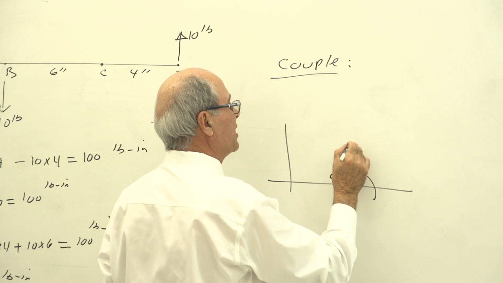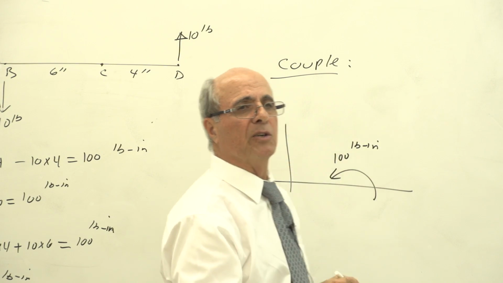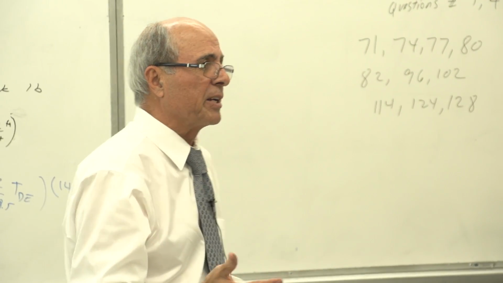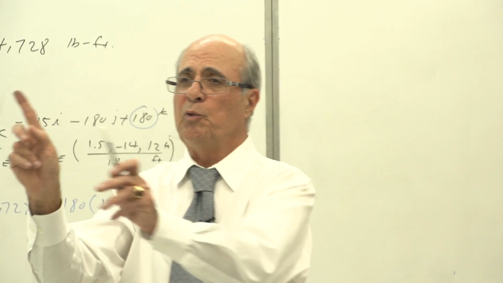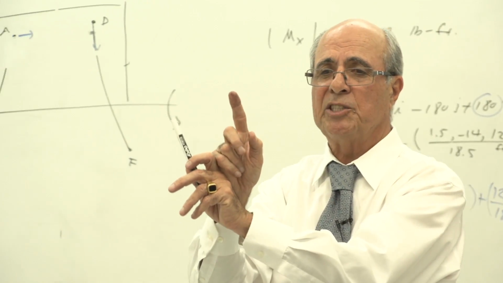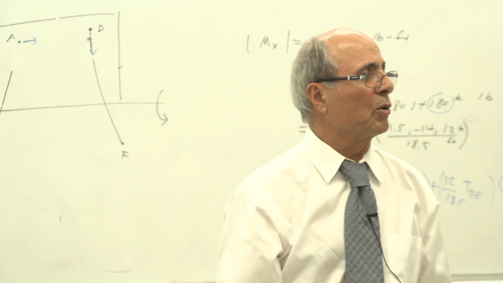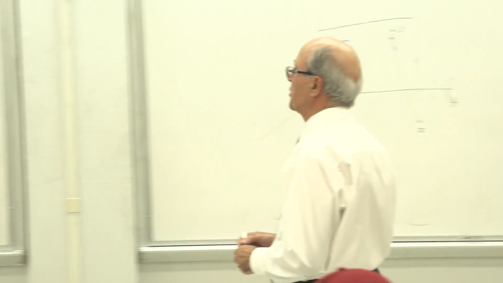K. Therefore, this couple, which from now on we show like that, is 100 pound inch. You will see that in your structures from now on. You see lots of arrows like that. Of course, counterclockwise will be positive, because that's the net effect. The two forces cancel each other. Everybody see that? However, if the two forces come on top of each other, so that D becomes equal to zero, that is no couple anymore. Is that correct or not?